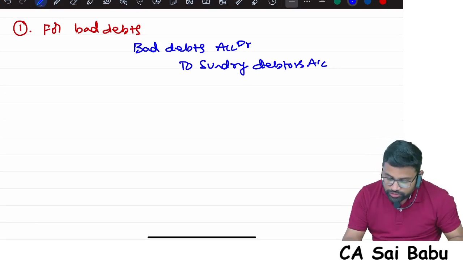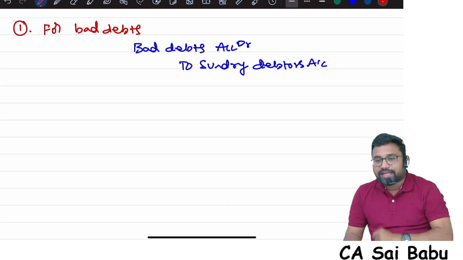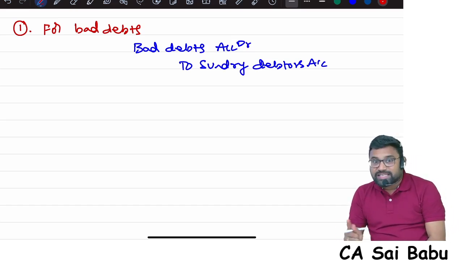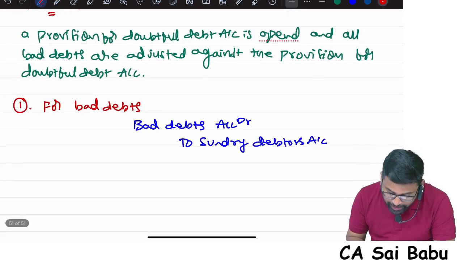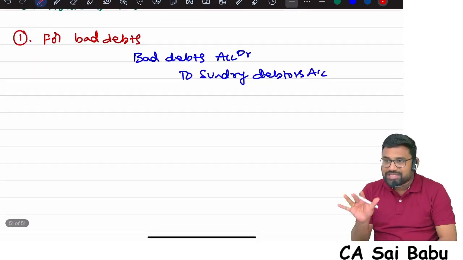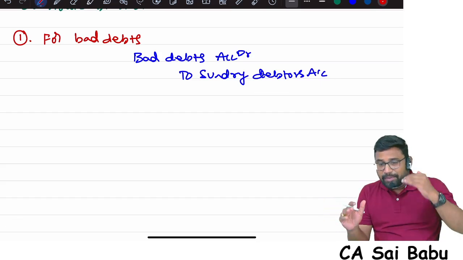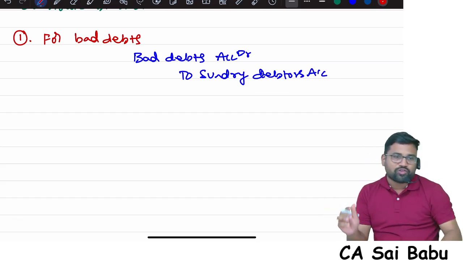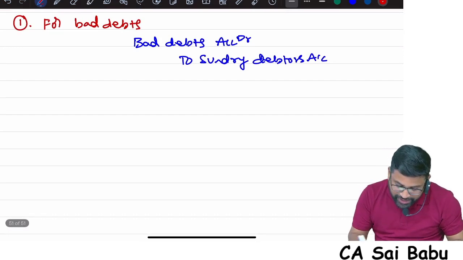Now next. This bad debt I will write off against my provision. That is what I have written: a provision for doubtful debt account is opened and all the bad debts are adjusted against the provision. In this method, the bad debts will be written off against the provision for doubtful debts. Anyway, we have created a provision, right?